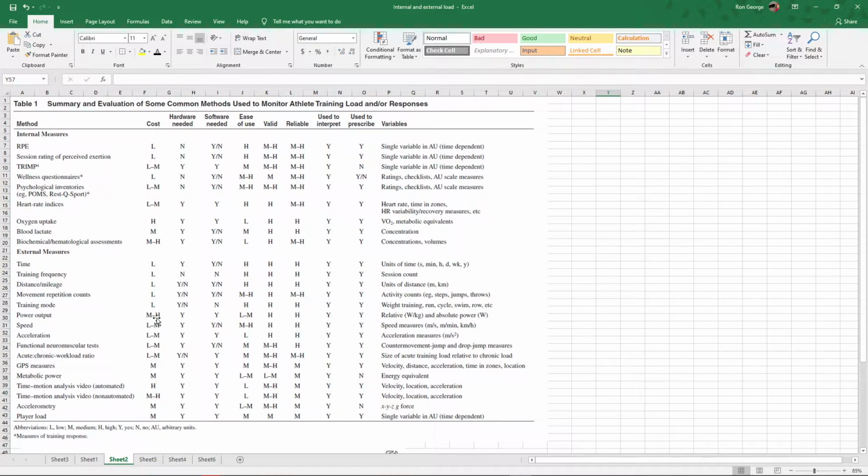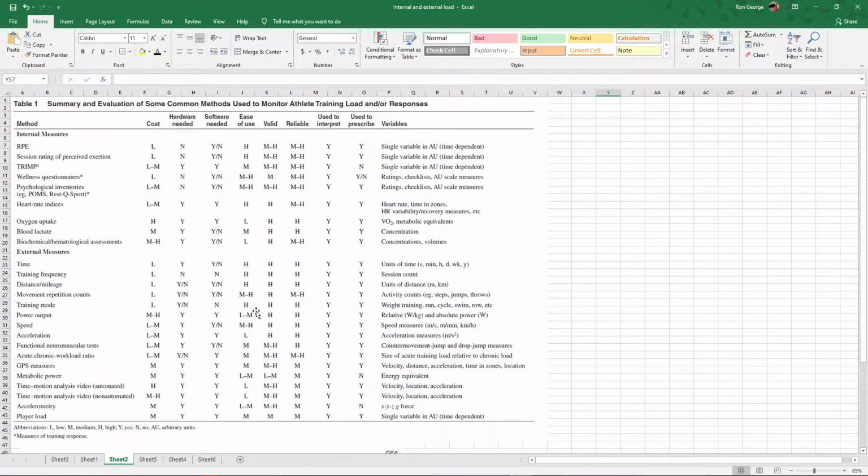Cost, medium to high. Even today, the power meters are not cheap, and even a pedal power meter costs something like $400, $500 easy. Hardware needed, of course, you do need it. Strain gauge, or you need something at the pedal, or something at the rear wheel hub. Software needed, absolutely. You need something to process that data. Ease of use, low to medium. I wouldn't say low because you get power, then you need to know how to apply it. So I would really put that in the medium category.